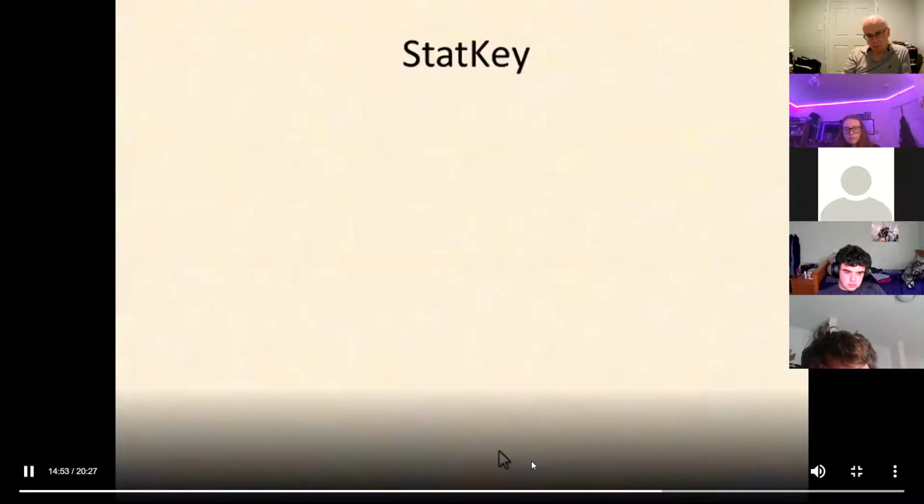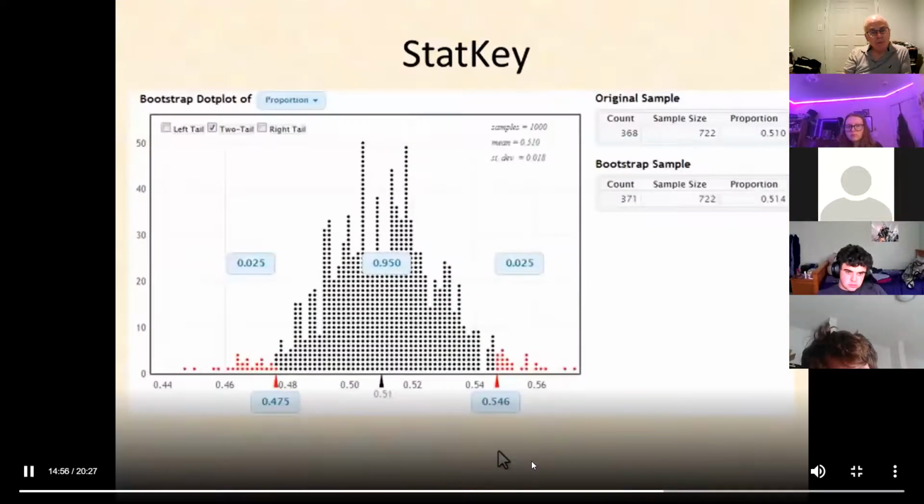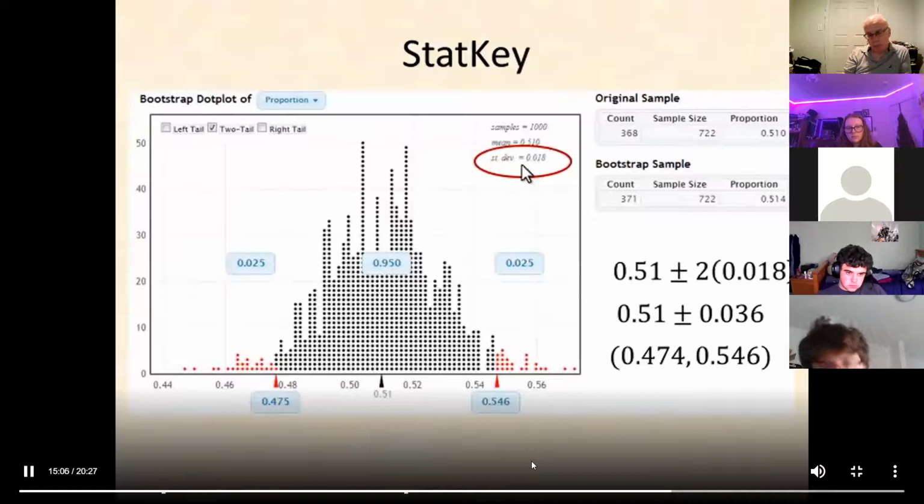Okay. Using StatKey, here's another simulation, 0.018, almost exactly the same as we had on the previous simulation, and 95% here. We could also use this standard error using the other method. The original statistic is 0.51, plus or minus 2 times the standard error, and we get 0.474 to 0.546, almost exactly the same as we get using the exact 95% of samples in the middle method.